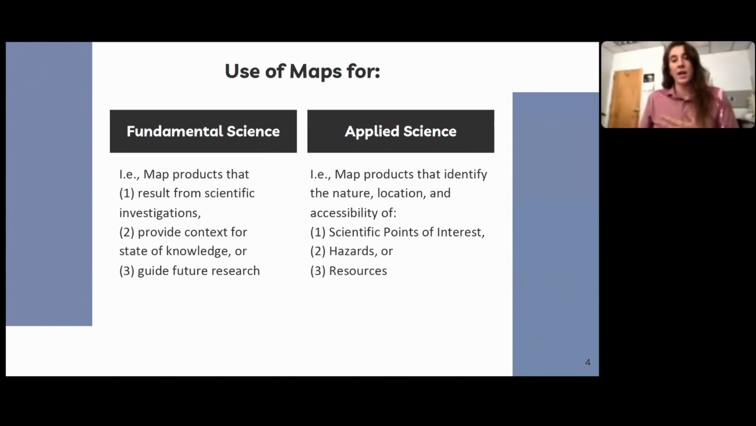On the other hand, for applied science, we use maps to identify the nature, location, and accessibility of scientific points of interest. Where do we want to go? Hazards, how do we get there? And resources, when we're there, what can we use? Next slide, please.